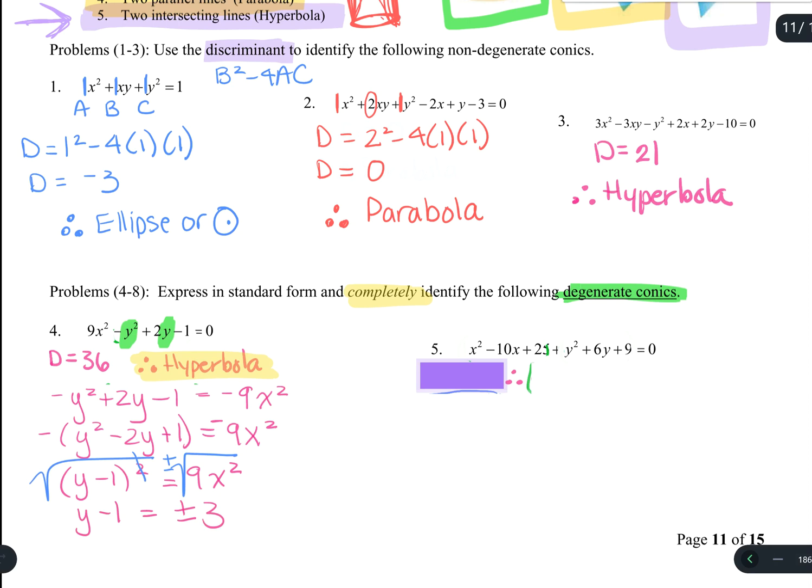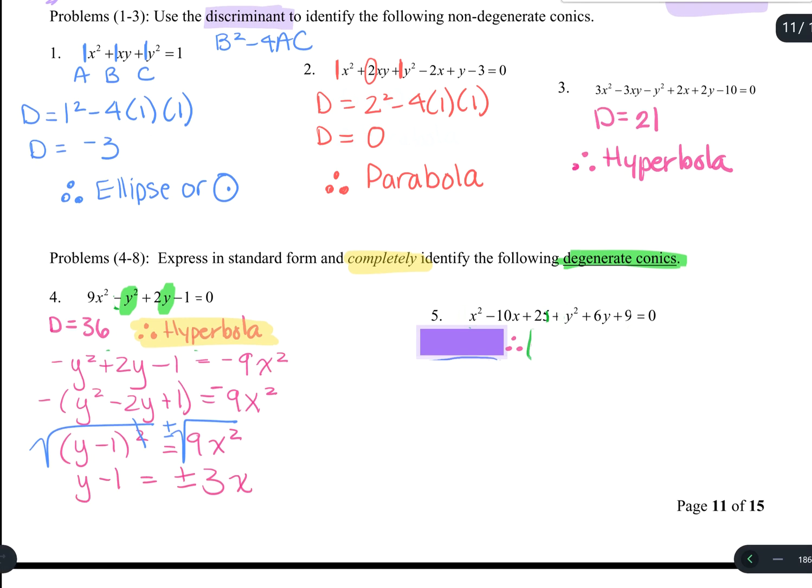The square root of x squared is simply x. And so now this is going to be 2 equations because I have my plus or minus. So that means I'm going to get one equation is y equals, if I take the positive, 3x plus 1, or y equals negative 3x plus 1.